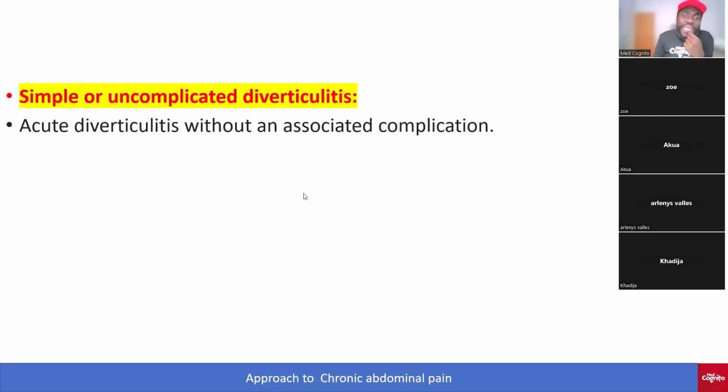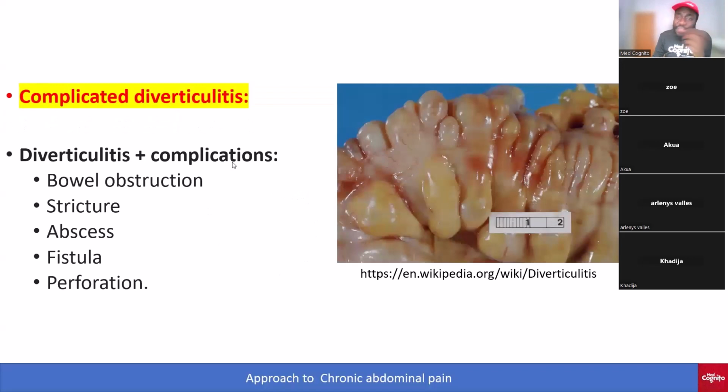So what are the complications? When we say complicated diverticulitis, what do we mean? We are talking about a patient with diverticulitis who also presents with, for example, number one, bowel obstruction. Number two, strictures. Number three, abscess. Number four, fistula. Number five, perforation.